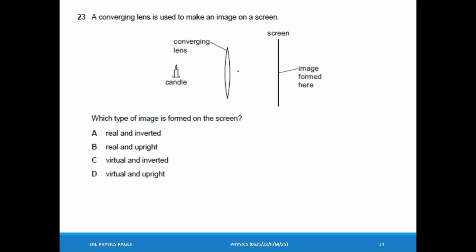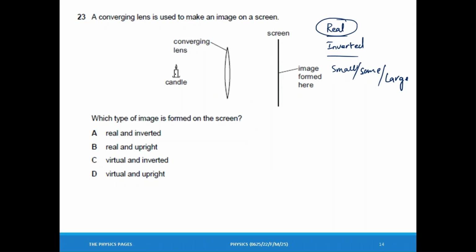Otherwise, except for that condition, the image is always real. It is inverted, upside down, and it can be small, the same size, or even larger, depending upon the position of the object. If the image is on the other side, then it is real.